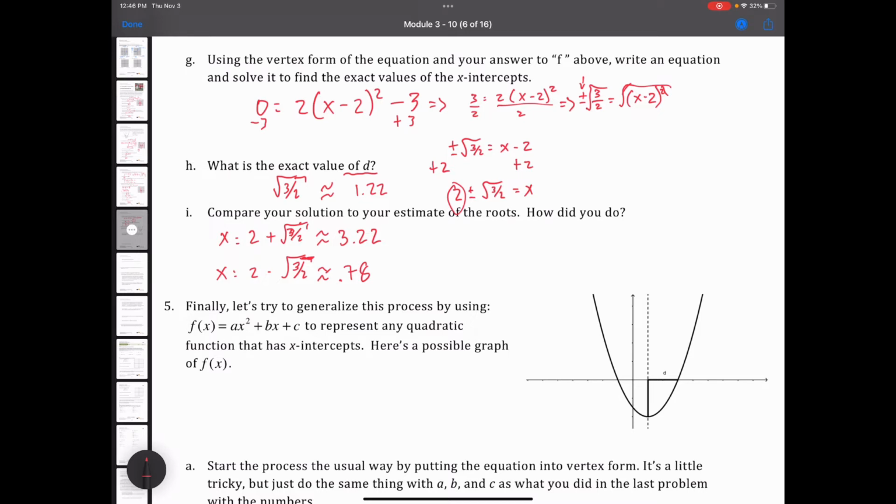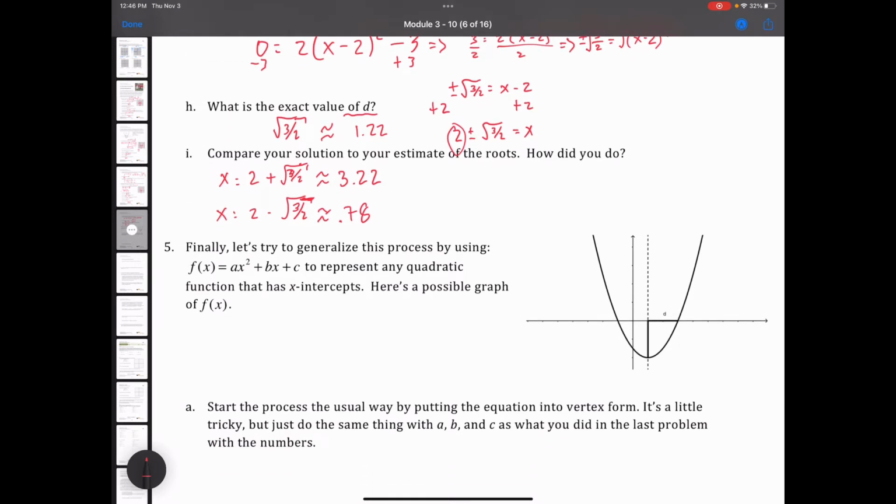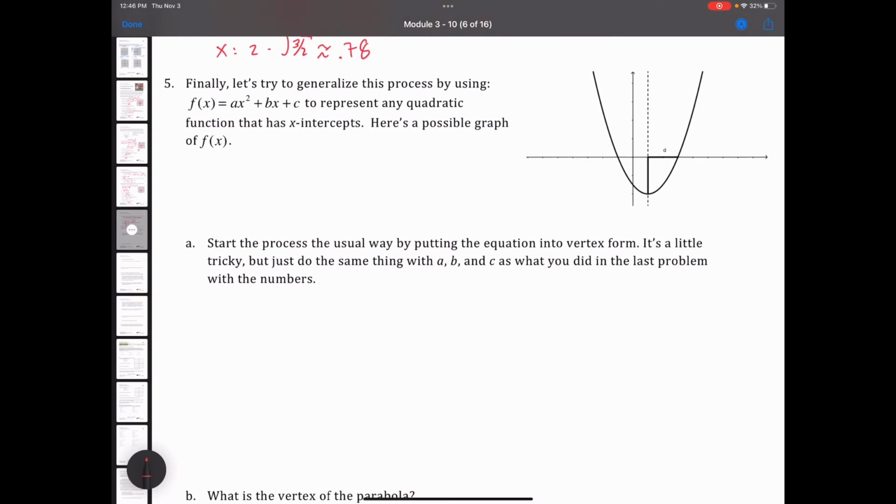Okay, number 5. Finally, let's generalize this process by using f of x equals ax squared plus bx plus c to represent the quadratic function that has x-intercepts. Here's the possible graph. So we've actually been using this vertex form in this function already. We've been saying it's f of x equals a times x plus b over 2a quantity squared plus c minus b squared over 4a. So we've been using that for a little while, right?